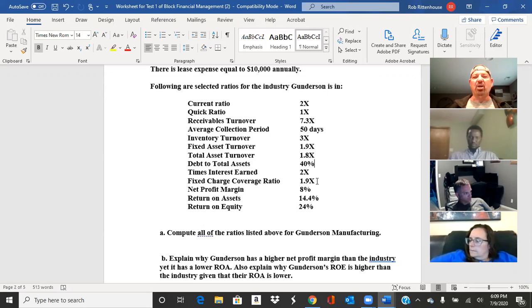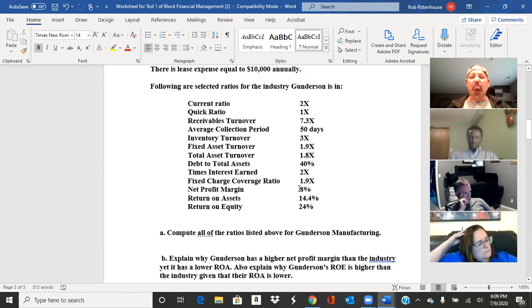We're the same on the times interest earned ratio. So even though, yes, we do have more debt relative to our assets, we're still covering our interest expense and our fixed charges as well as the rest of the industry.